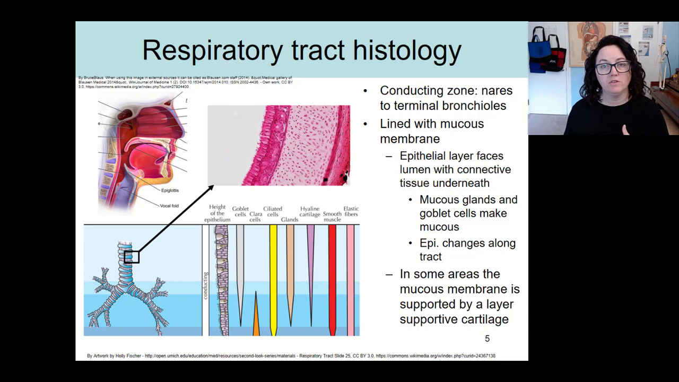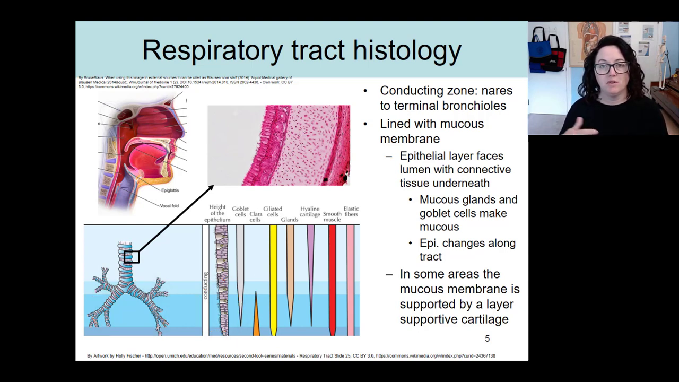When we look at the epithelial tissue of the mucous membrane in the upper regions of the conducting zone, we're going to see stratified epithelial tissue to help protect the underlying tissues. But as we get further and further down the respiratory tract, say towards the trachea, then we switch over to a pseudostratified epithelium, and then it switches over, as we go further down, to a simple epithelium.